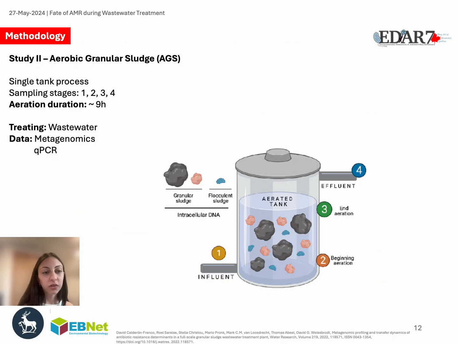The second study concerned an aerobic granular sludge single tank process, and samples were taken from 4 different stages, but for the scope of this study, samples from the beginning and end of aeration were used. Aeration lasted approximately 9 hours, and the DNA samples that we used for metagenomics and qPCR concern intracellular and extracellular DNA, where intracellular DNA originated from different sized granular sludge and flocculent sludge.